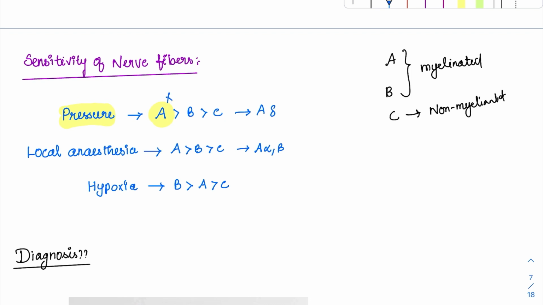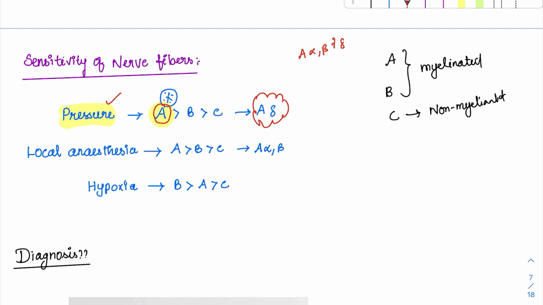This has been constantly asked in MCQs also. They will give a classical example of a student sleeping in class. You don't have to worry or think much. A student sleeping in the exam or in the class, they will give the history and ask which fibers are most sensitive. And obviously all of us know it is the A fibers. In A fibers, there are various divisions: A alpha, beta, gamma and delta fibers. In pressure sensitivity, A delta will be the most preferred choice of answer. A delta fibers are the most sensitive to pressure.